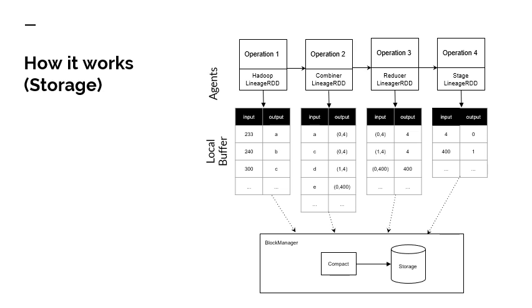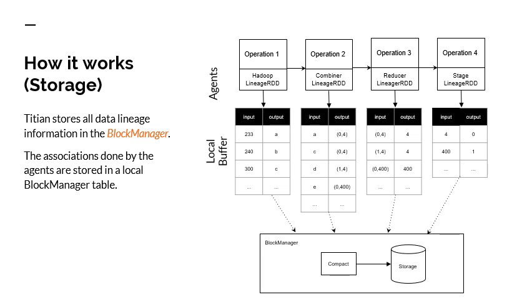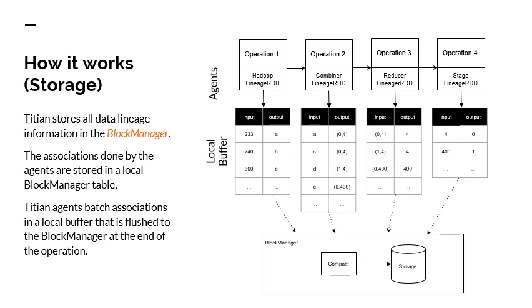Titian stores all data lineage information in the block manager, which is Spark's internal storage layer for intermediate data. The associations done by the agents are stored in a local block manager table. Titian agents batch associations in a local buffer that is flushed to the block manager at the end of the operation. To decrease the cost of data exportation, Titian flushes intermediate buffers asynchronously, reducing its impact on performance. The lineage information is then compacted into a format exploiting optimized data structures, like routing bitmaps.